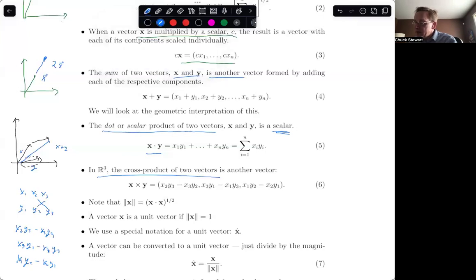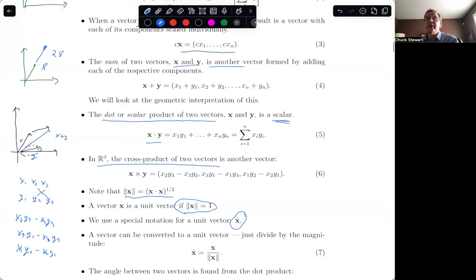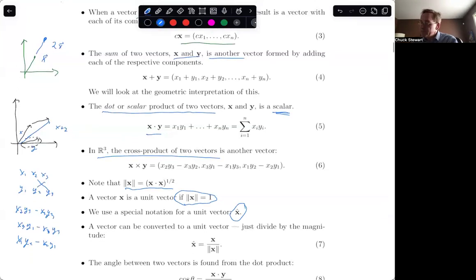So we write the magnitude of the vector as the square root of its dot product with itself. We'll also talk about the notion of a unit vector. A vector is a unit vector if its magnitude is 1. We will typically write it by putting a little hat over top of it. And a vector can be converted to a unit vector by simply dividing by its magnitude.